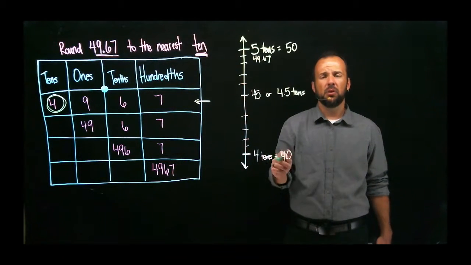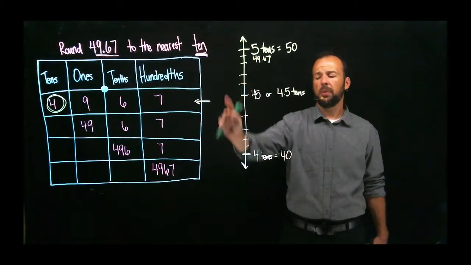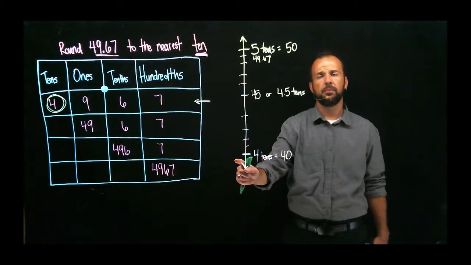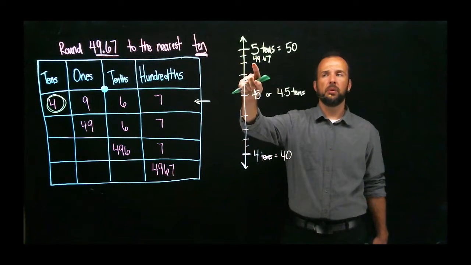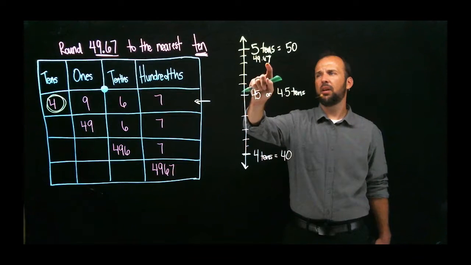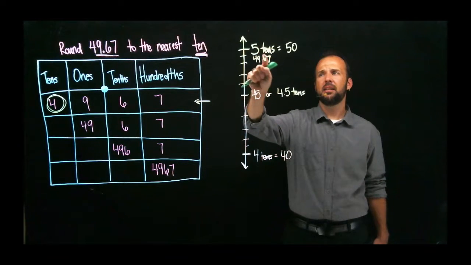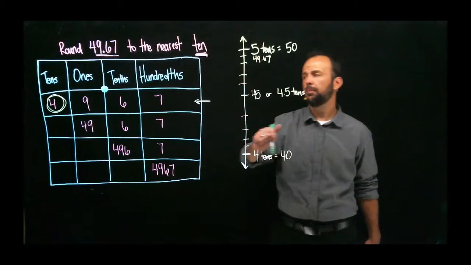So looking at this vertical number line, am I closer to 50 or am I closer to 40? Yeah, I'm way closer to 50, right? So 49 and 67 hundredths rounded to the nearest 10 is going to be 50.